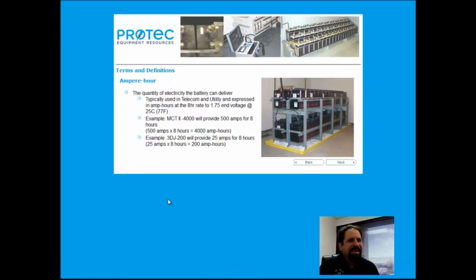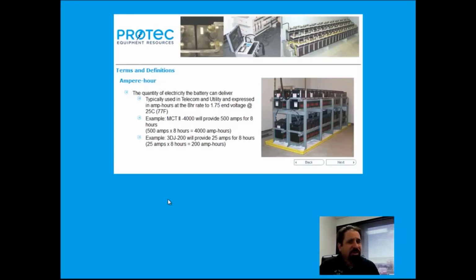Ampere hours. Ampere hours is the quantity of electricity the battery can deliver. Typically used in telecom and utilities, this is expressed in ampere hours at an 8-hour rate to a cutoff voltage of 1.75 volts at a temperature of 77 degrees Fahrenheit. Now, an example, when we have a battery carrying a model number of MCT2-4000, 4000 is typically designated as the ampere hours at an 8-hour discharge rate. So we would have 500 amps for 8 hours.